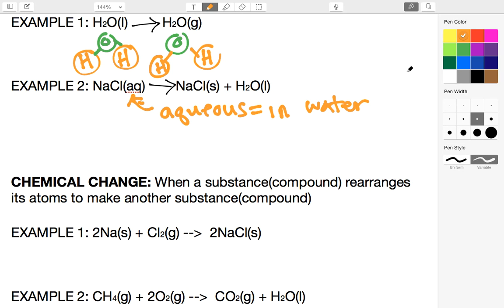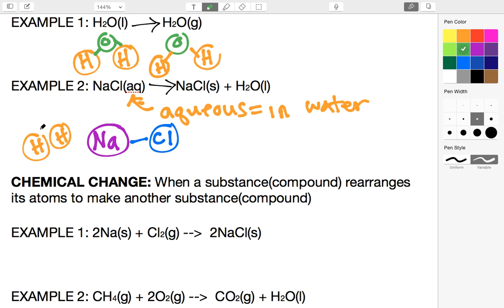Let me draw that out for you. So let's say I have, let's do a different color, purple, because purple's awesome. Na, sodium, plus chlorine. So NaCl in aqueous means I also have H2O, right? Because it's in water, it's surrounded by water. So these would be my reactants because it's aqueous, and aqueous means in water, right?